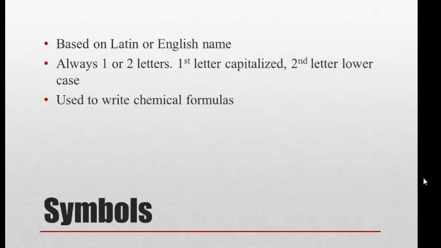If you look at your periodic table, in the first row there is hydrogen. The symbol for hydrogen is a capital H. In the second row, right beneath hydrogen, is lithium. Lithium's symbol has two letters, a capital L and a lowercase i.